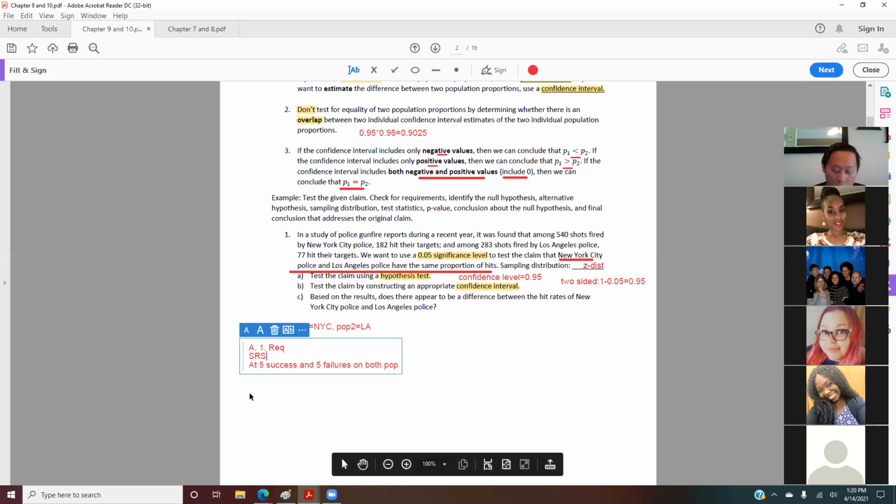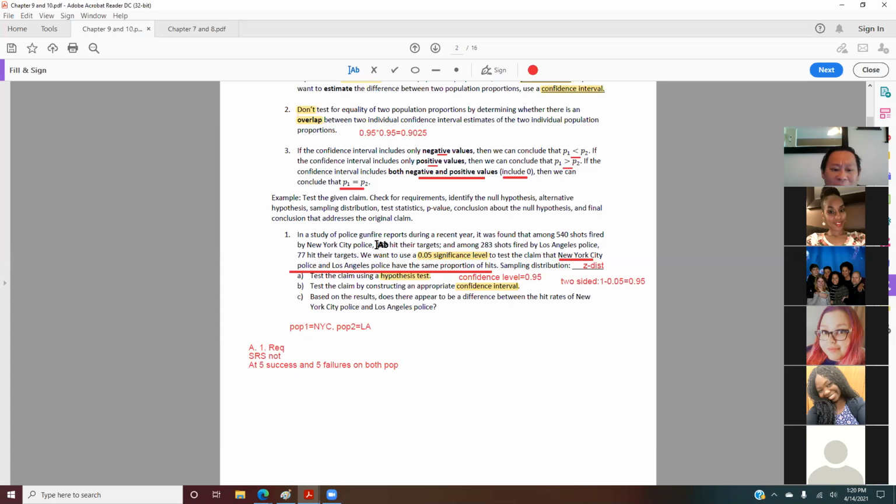No, it's not stated. It has to be stated that this comes from a simple random sample, it has to be in the question. It's not there, so the answer is no. For 5 successes and 5 failures, how many shots? There are more than 182, and 77, so there are at least 5 successes and 5 failures in these 2 groups. So this checks, but unfortunately, your sample is not a simple random sample, so the requirement does not match here.